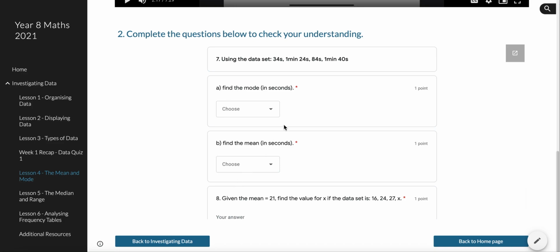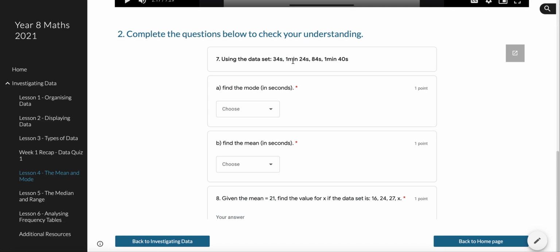Now it's a little bit more tricky because we've got seconds and we've also got minutes. So we actually want to convert everything to the one unit to make it less complicated. So let's just convert everything to seconds, and I think that's a good idea because the question's actually asking for the mode in seconds and the mean in seconds. So let's just convert everything to seconds first. So this is already in seconds, so that's fine.